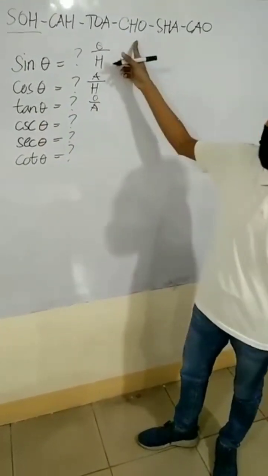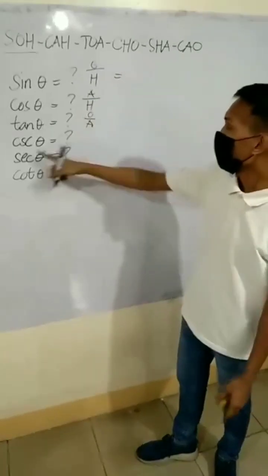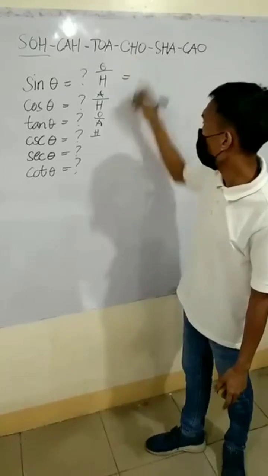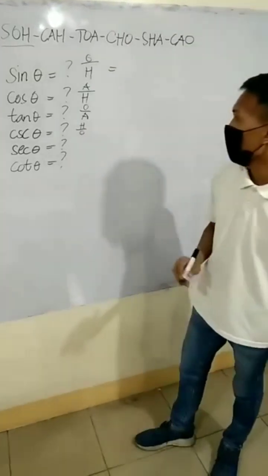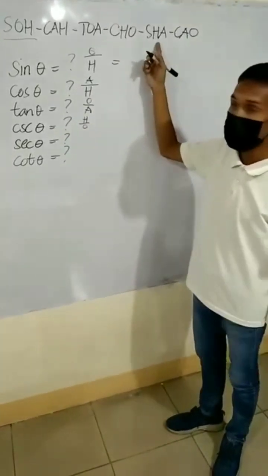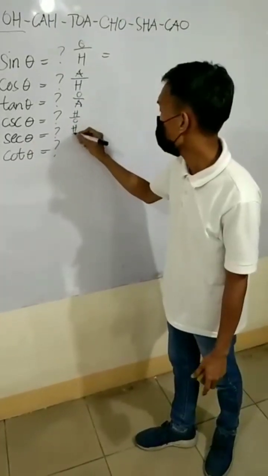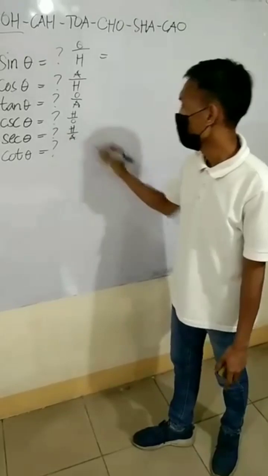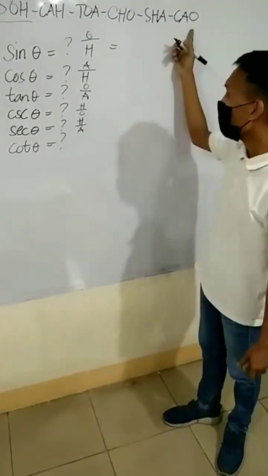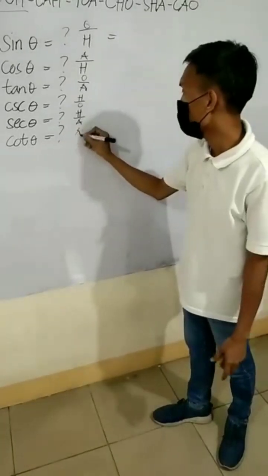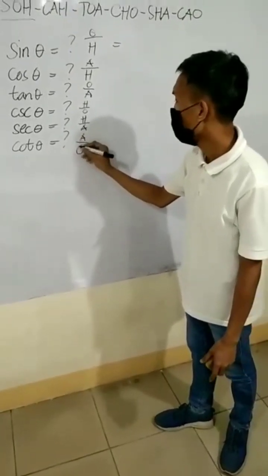And then we have CHO, which stands for cosecant theta equals hypotenuse over opposite. And then we have SHA, which stands for secant theta equals hypotenuse over adjacent. And lastly, we have COA, which stands for cot theta, which is equal to adjacent over opposite.